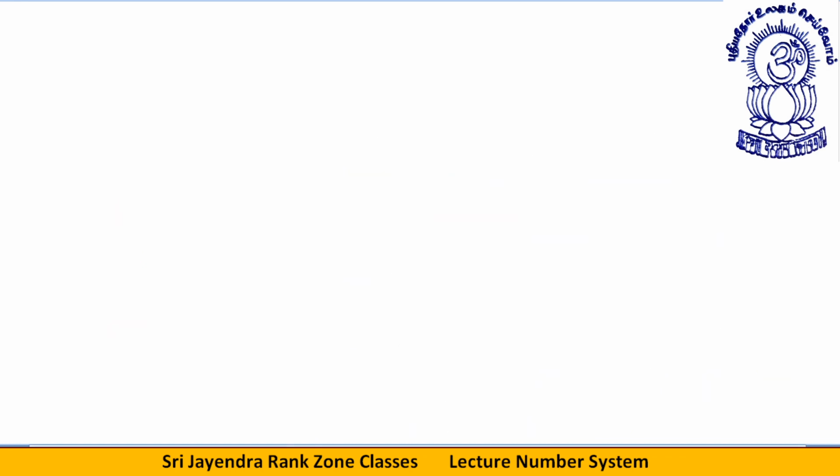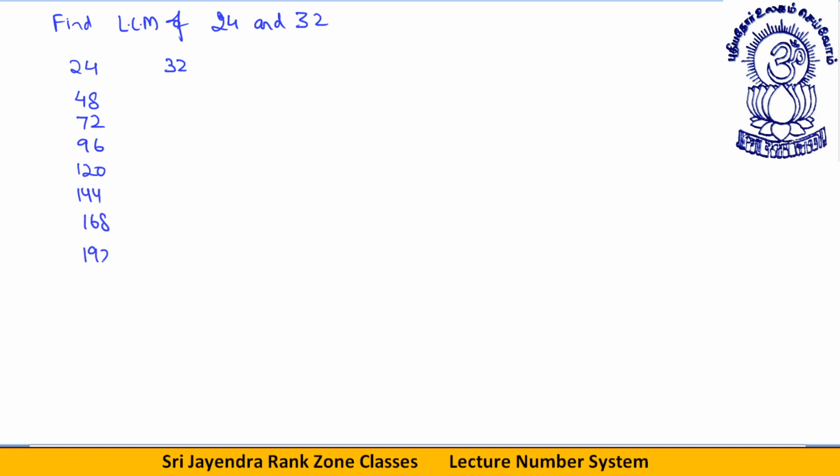Now I ask you to find the LCM of 24 and 32. We will do this by three methods. First of all, the basic method. What is the basic method? Write down the tables of 24 and 32. 24, 48, 72, 96, and so on. Then 120, then 144, then 168, then 192, and so on.